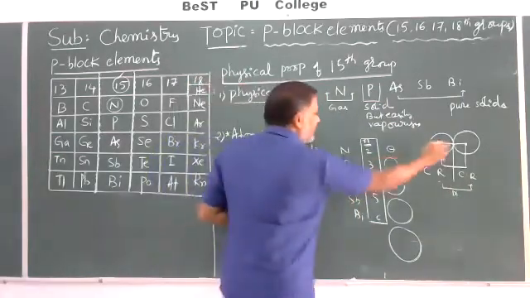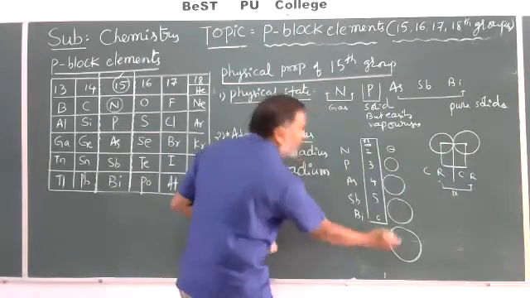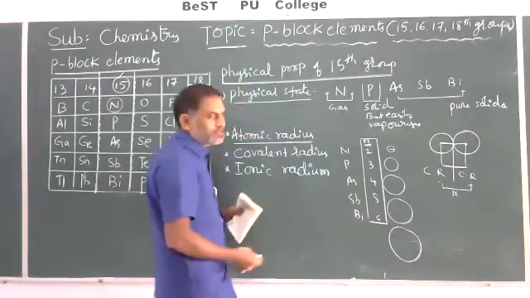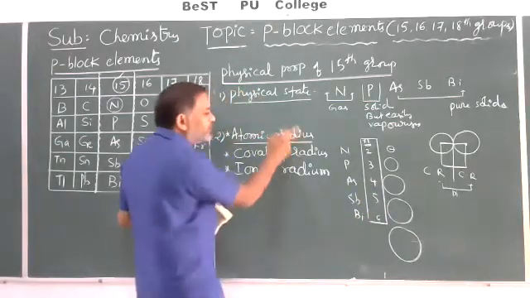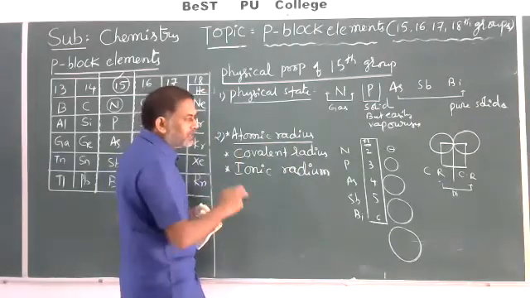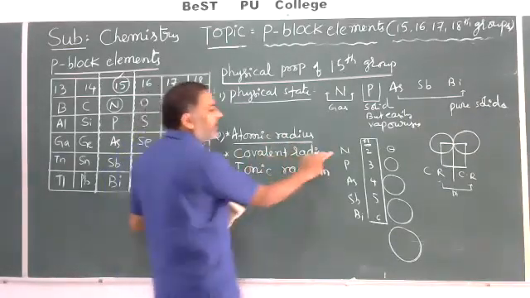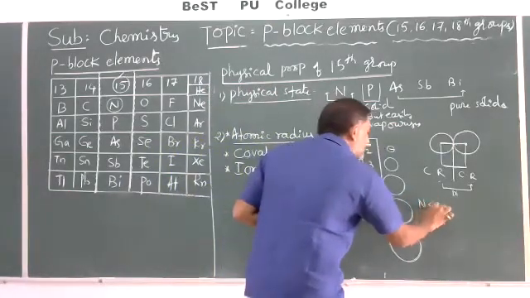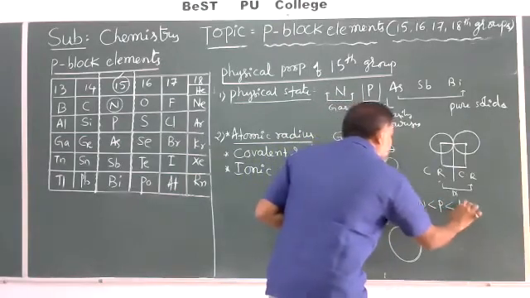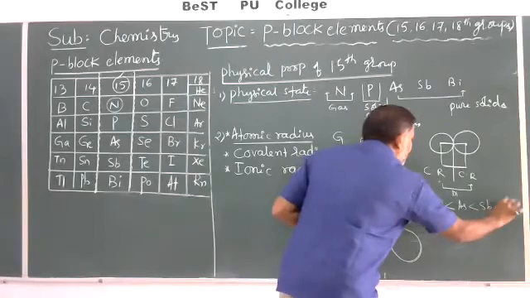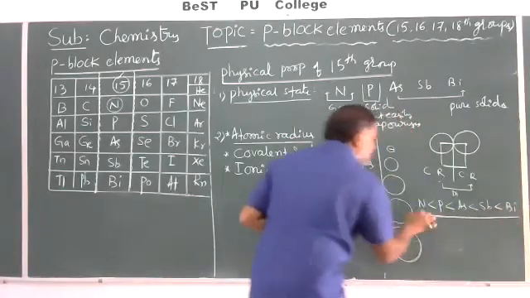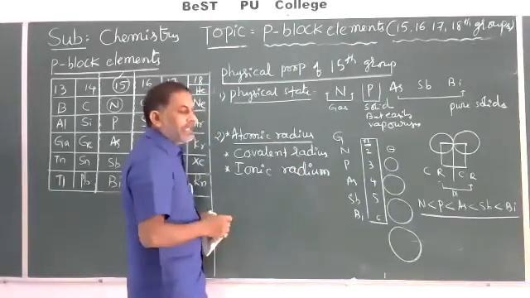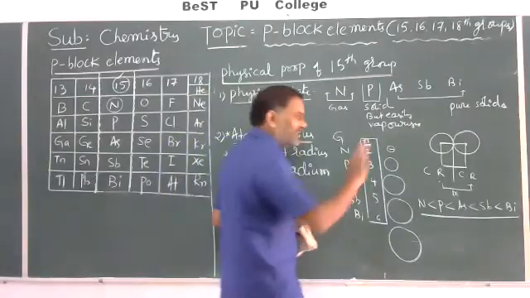Half of the internuclear distance is the covalent radius. Top to bottom it increases because a newly added electron enters into a new main energy level, so size increases. That's why top to bottom covalent radius increases, left to right it decreases. Here we are using groups. That's why the covalent radius of nitrogen is less than phosphorus, arsenic, antimony, bismuth. Covalent radius increases. But in case of ionic radius, there is a slight variation.